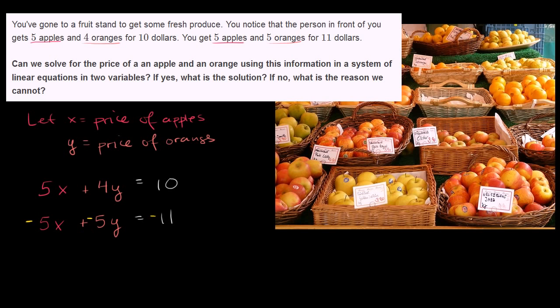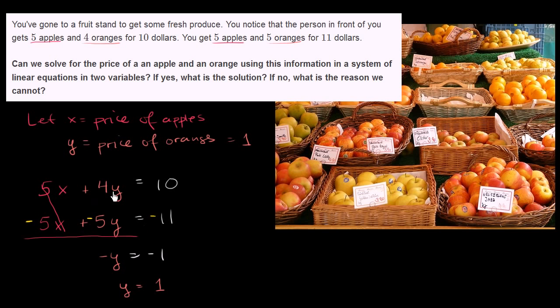So on the left-hand side, I have 5x minus 5x. Well, those cancel out. And then I have 4y minus 5y. Well, that's negative y. And that's going to be equal to 10 minus 11, which is -1. And then if we multiply both sides by -1, or divide both sides by -1, we're going to get y is equal to 1. So just like that, we were able to figure out the price of oranges. It's $1 per orange. Now let's figure out the price of apples.